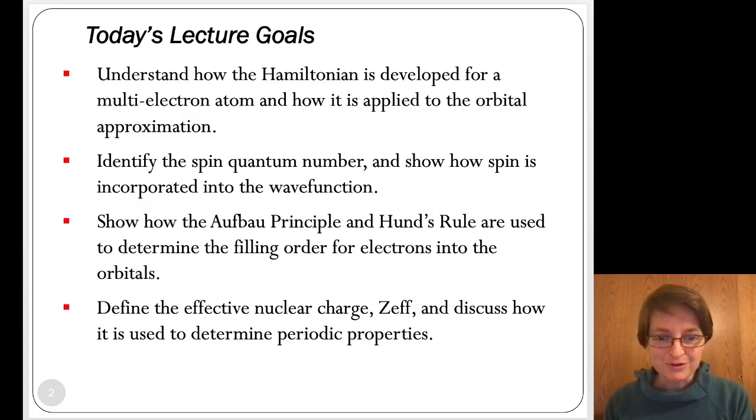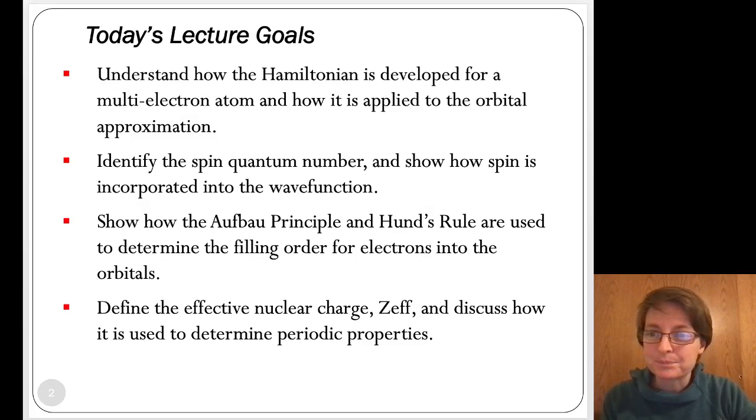My third and fourth goals are for us to actually do a little bit of review of concepts that we talked about in general chemistry to try and understand them a little bit deeper at a more P-Chem level. We're going to talk about the Aufbau principle and Hund's rule and show how they're used to determine the filling order for electrons into orbitals. And then last but not least, we're going to talk about something called effective nuclear charge, Z effective, and we're going to discuss how it's used to determine periodic properties.